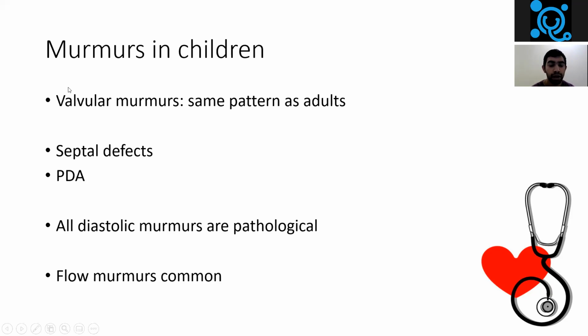But by and large, the valvular pattern of murmurs is the same as adults. And the two main extra reasons you would get murmurs are septal defects or a patent ductus arteriosus.